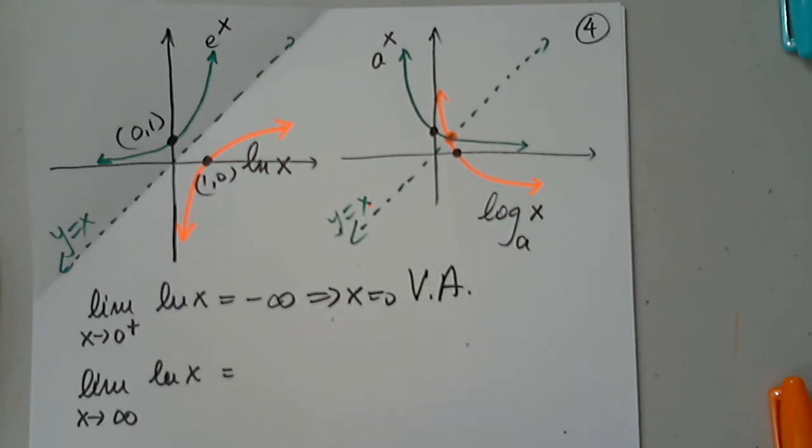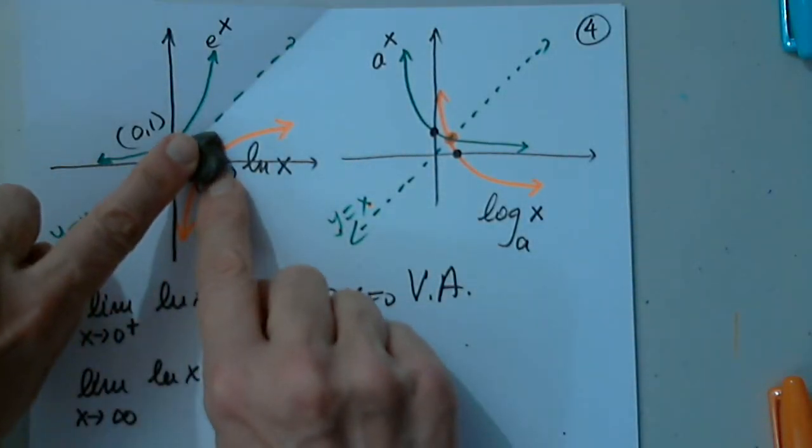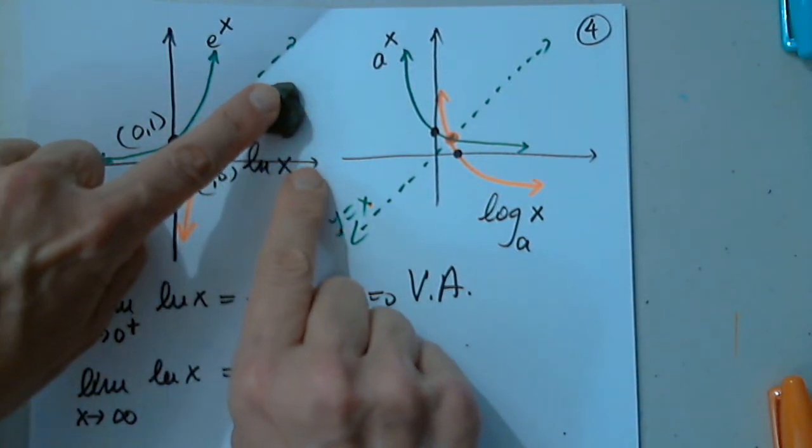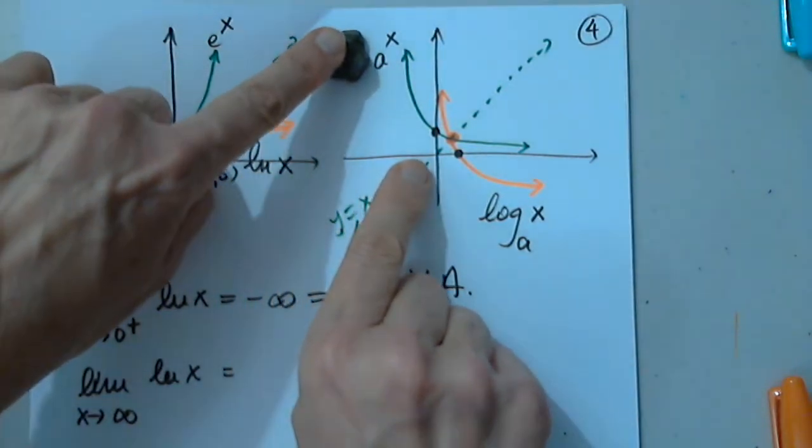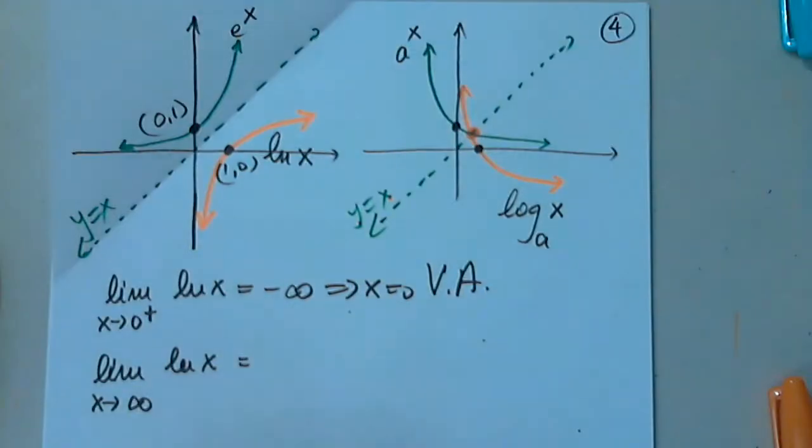Perfect. Now, anyone? Anyone? 0. Okay, let's follow the function. Infinity. Thank you.